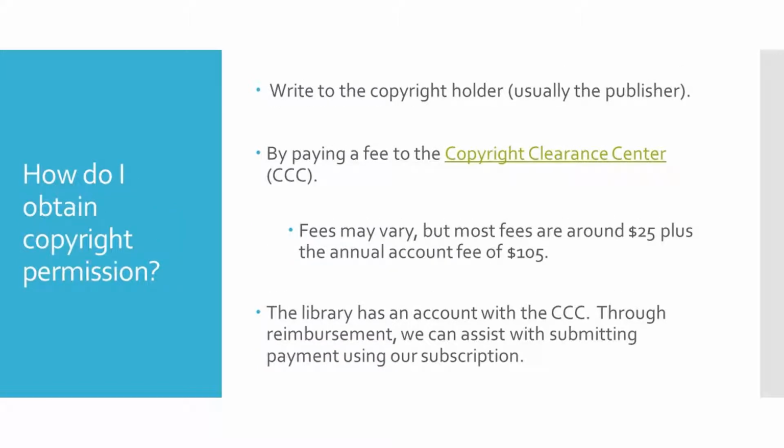There are multiple ways to obtain copyright permission. You can write to the copyright holder, which is usually the publisher. You can also pay a fee to the Copyright Clearance Center. Fees may vary, but most fees are around $25 plus the annual account fee of $105. The library actually has an account with the Copyright Clearance Center, so through reimbursement, we can assist with submitting payment using our subscription.